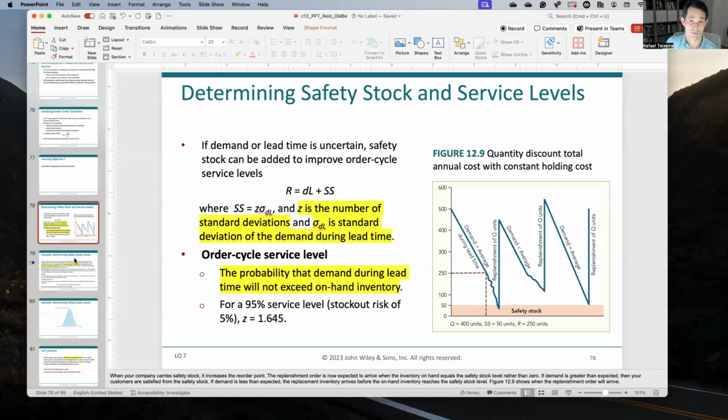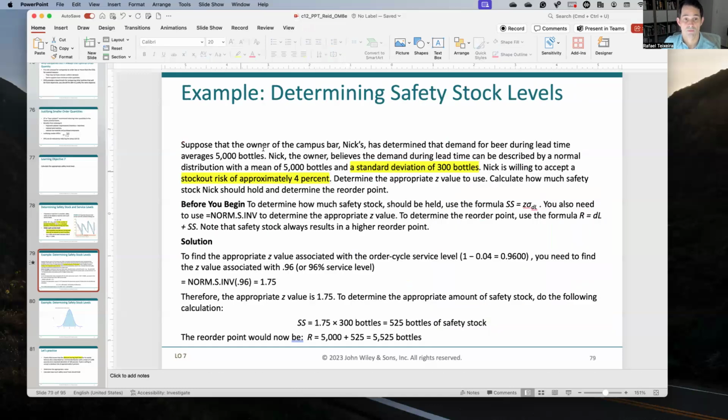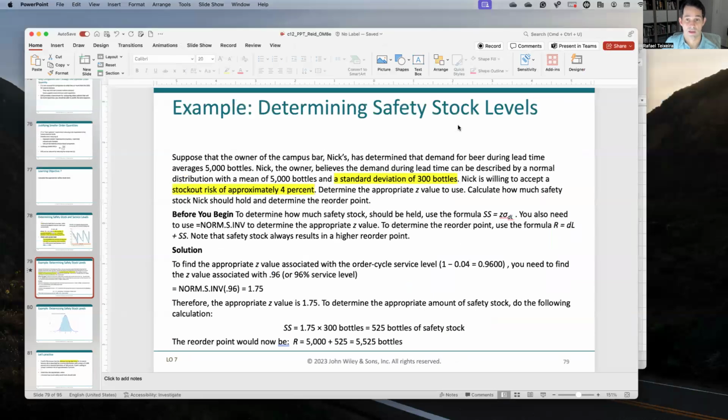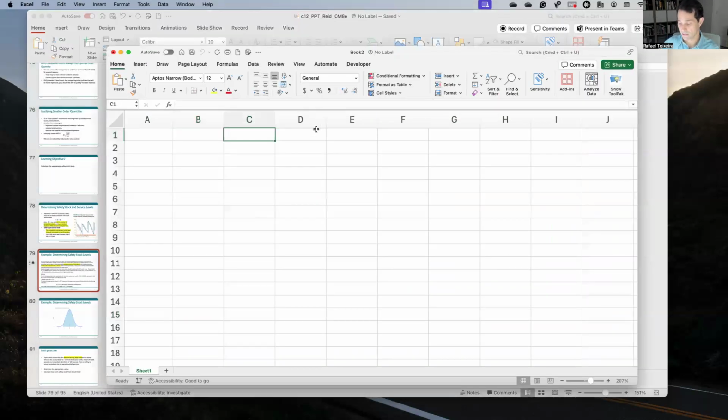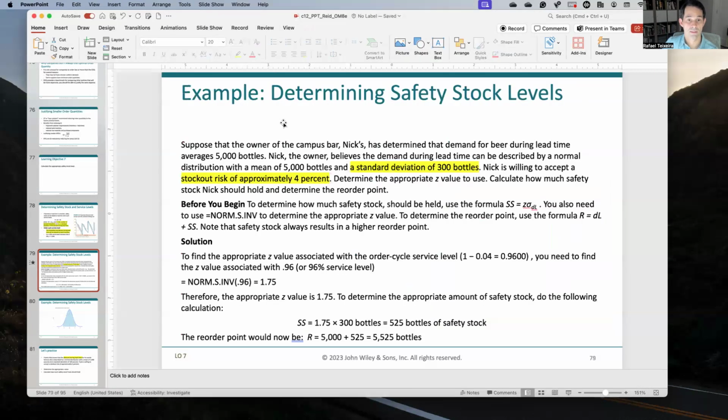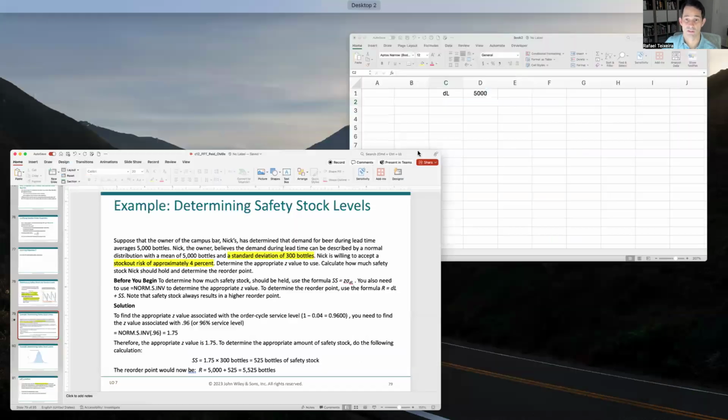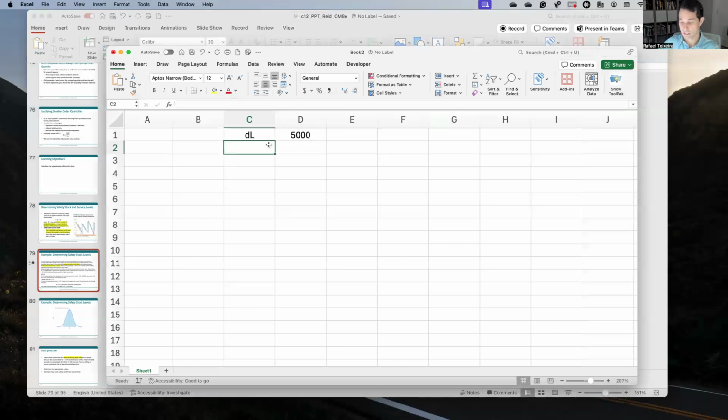Let's take a look at the problem to see how it works. Suppose that the owner of the campus bar, Nick's, has determined that demand for beer during the lead time averages 5,000 bottles. So we have information here that demand during the lead time, let's call it DL, is 5,000 bottles of beer. What else? Nick, the owner, believes the demand during the lead time can be described by a normal distribution with a mean of 5,000 bottles and a standard deviation of 300. We already have the average. Now the sigma for the demand during the lead time is 300 bottles.